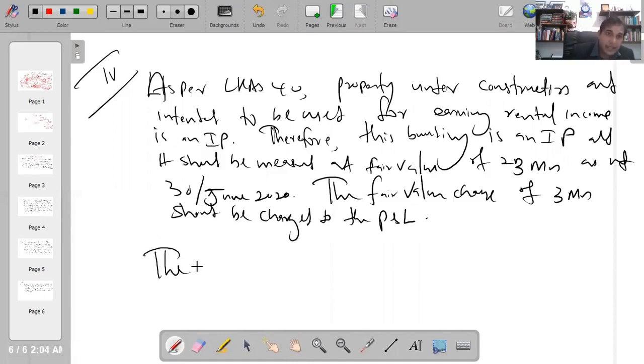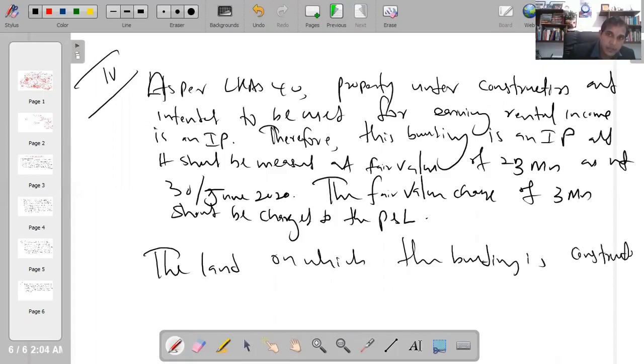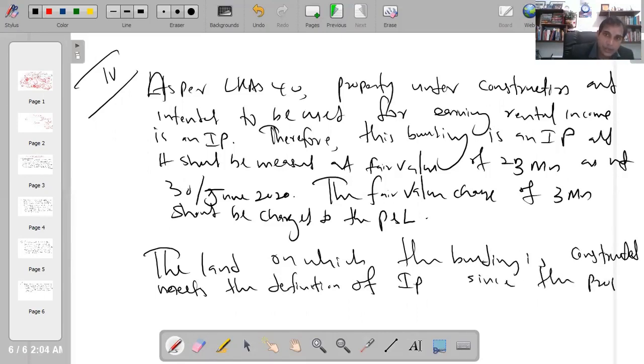The land on which the building is constructed meets the definition of investment property, since the property will be used to earn rental income.